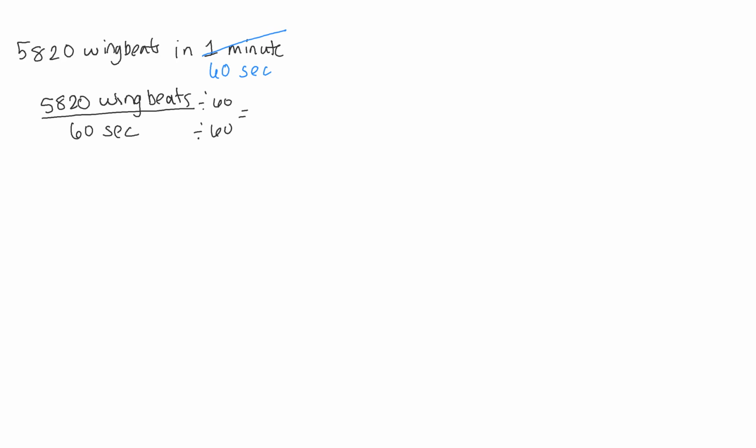5,820 divided by 60 is 97. So that's 97 wing beats per second. And that's it. So again, be really careful.